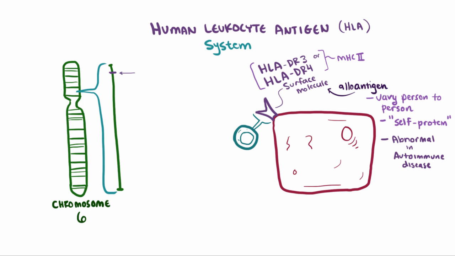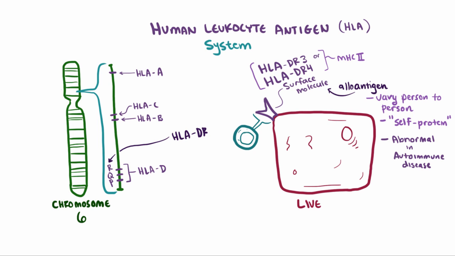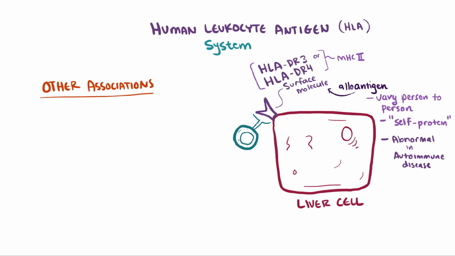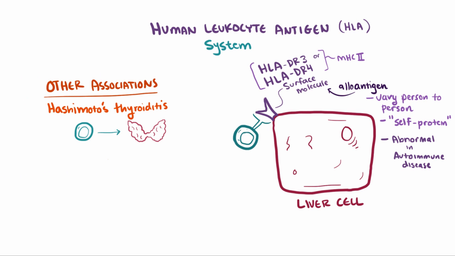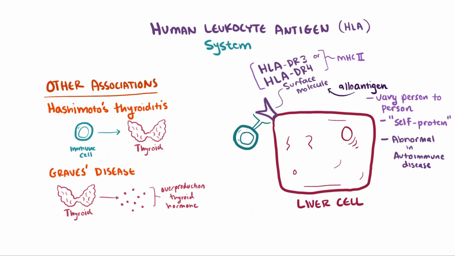For example, depending on the location, you could have HLA-A, HLA-B, HLA-C, or HLA-D. And HLA-D has 3 subregions, P, Q, and R. So this one is HLA-DR. So specifically with autoimmune hepatitis, there seems to be some sort of connection between these particular self-proteins, the HLA-DR, and mounting an attack against your own liver. Autoimmune hepatitis also tends to be associated with other diseases like Hashimoto's thyroiditis, where your immune cells attack your thyroid, and Graves' disease, where your thyroid overproduces thyroid hormones.